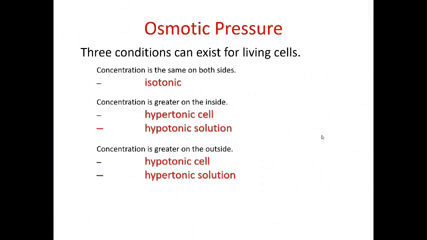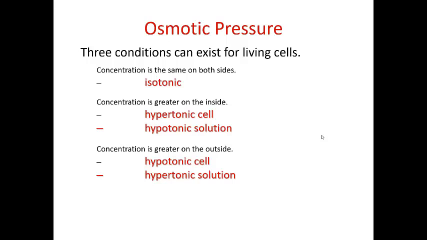All right, when you talk about living cells, you have a couple conditions that can exist. When the concentration on the inside and outside of the cell is the same, we say it's isotonic, same concentration on both sides, in and out of the cell. If the concentration is greater on the inside, we call that a hypertonic cell, and that means the solution has a lower concentration, which is a hypotonic solution.